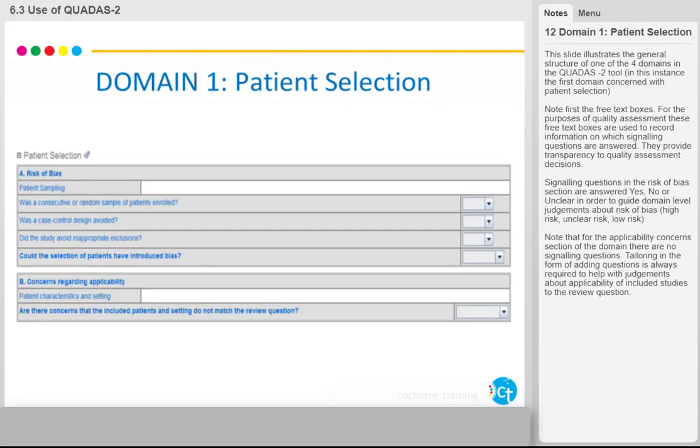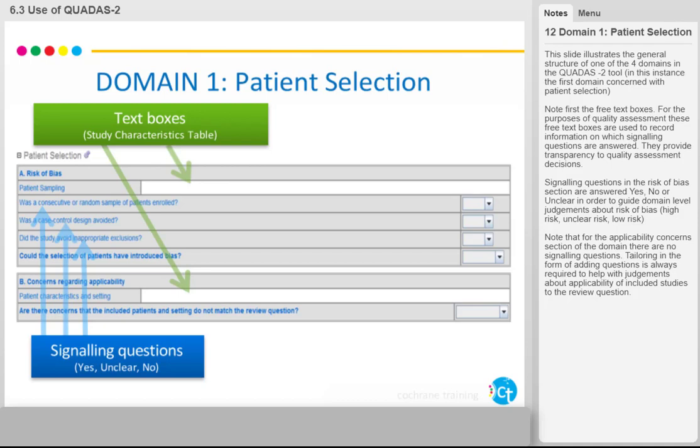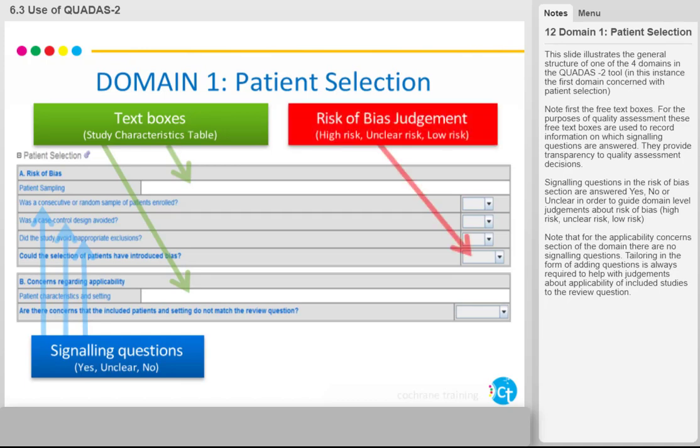This slide illustrates the general structure of one of the 4 domains in the QUADAS-2 tool, the first domain concerned with patient selection. Note first the free text boxes. For the purposes of quality assessment, these free text boxes are used to record information on which signalling questions are answered. They provide transparency to quality assessment decisions. Signalling questions in the risk of bias section are answered yes, no, or unclear in order to guide domain-level judgments about risk of bias. High risk of bias, unclear risk of bias, or low risk of bias.